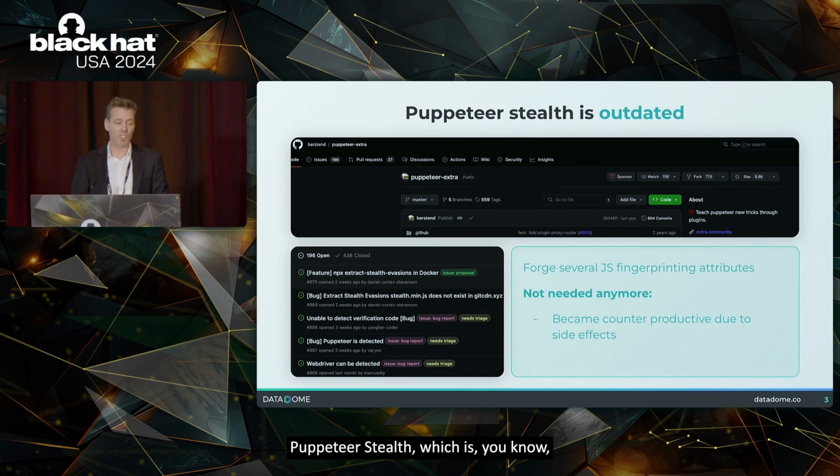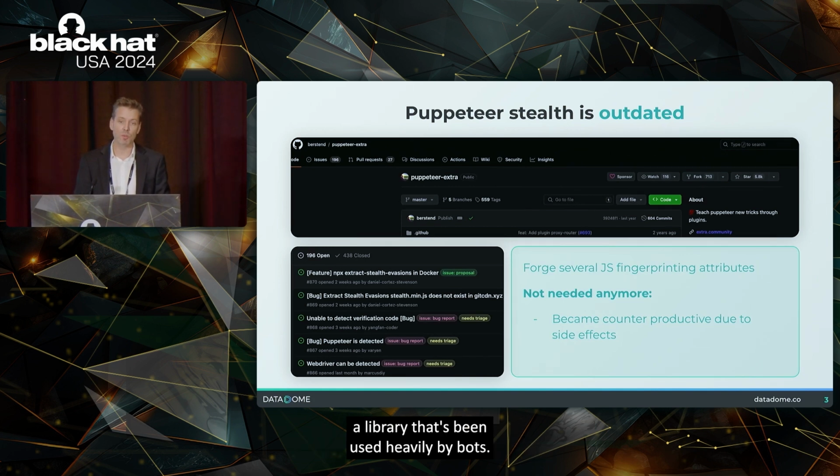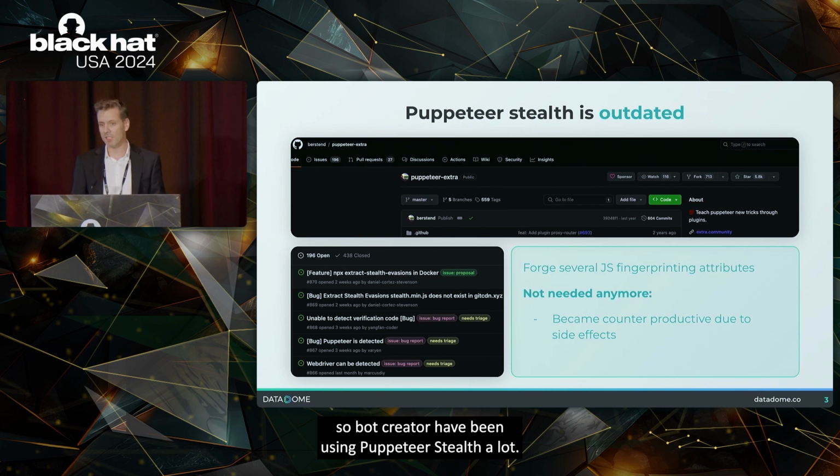Puppeteer Stealth, which, I'm sure you all know, is a library that's been used heavily by bots. It was very efficient. You can integrate Puppeteer with a CAPTCHA farm. So if a CAPTCHA is requested, it can be solved automatically. So bot creators have been using Puppeteer Stealth a lot.